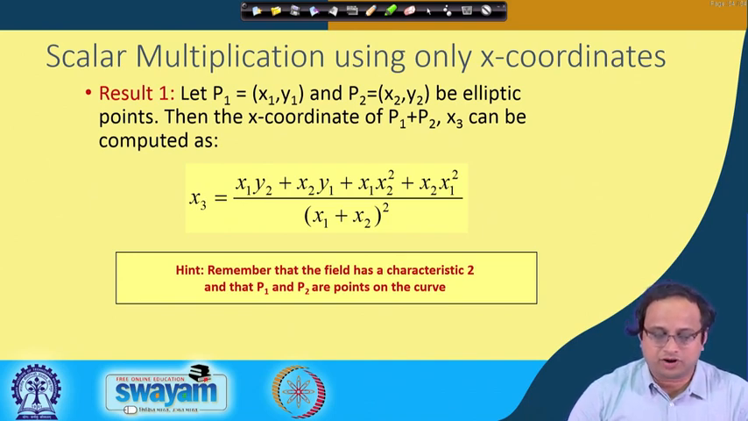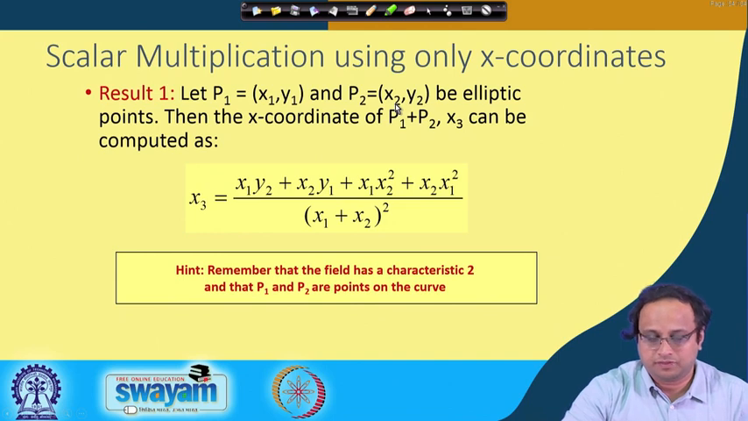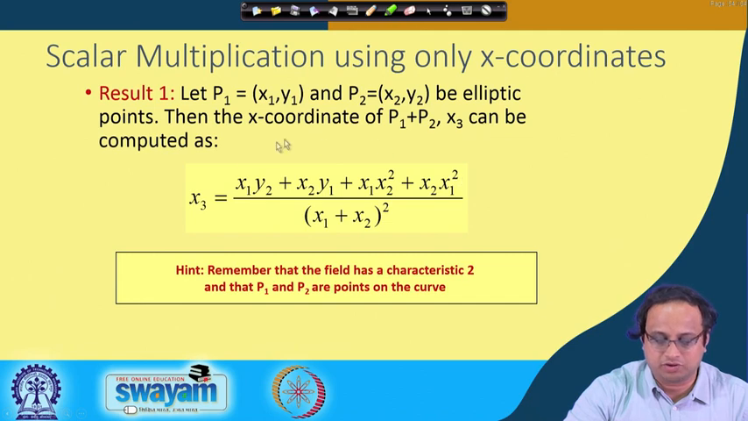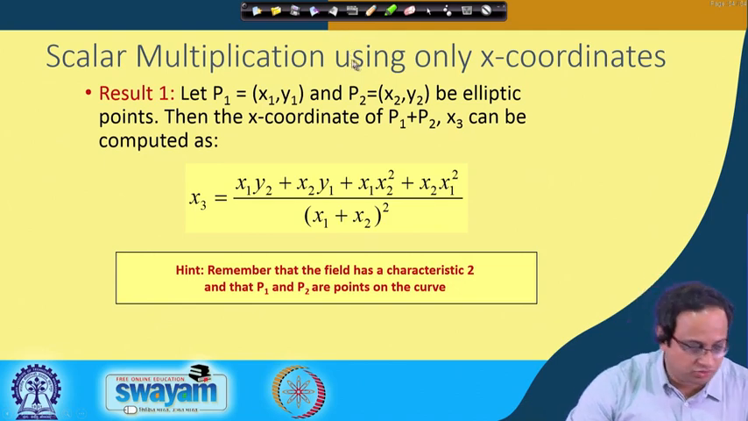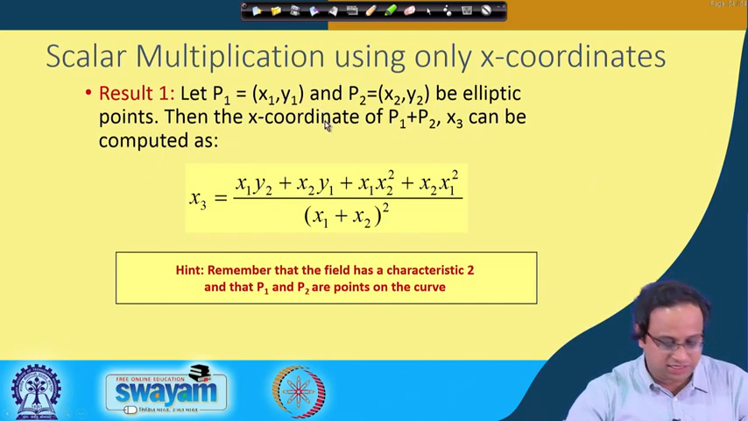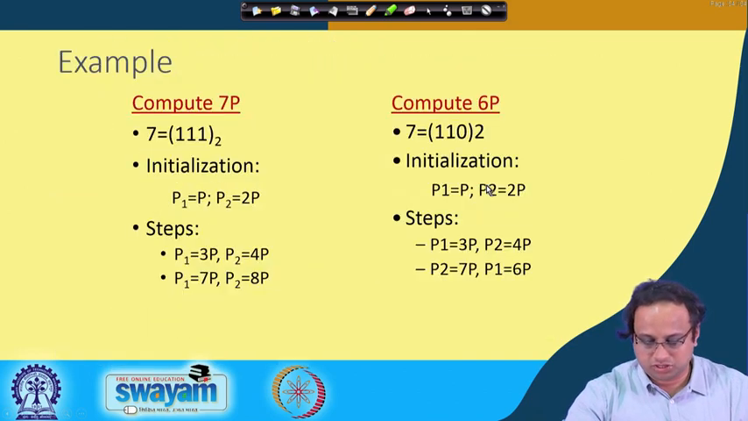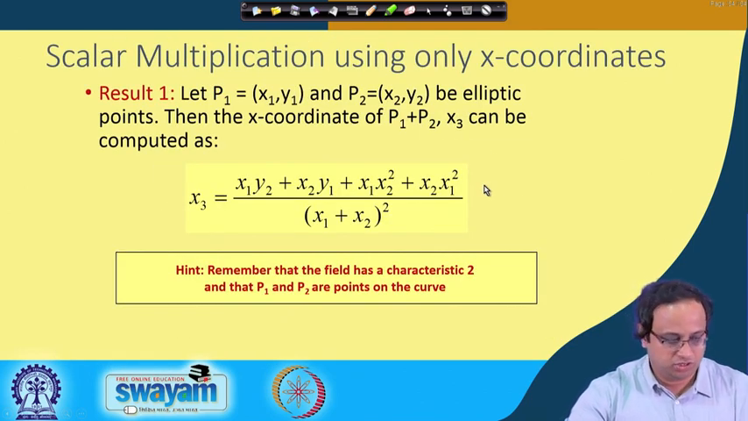The first result of significance here is this: if P1 is x1 comma y1 and P2 is x2 comma y2, then the x coordinate of P1 plus P2 is x3, and it can be computed by this equation. We will derive this result from the addition equation, with some more simplifications. So let us try to do this computation.